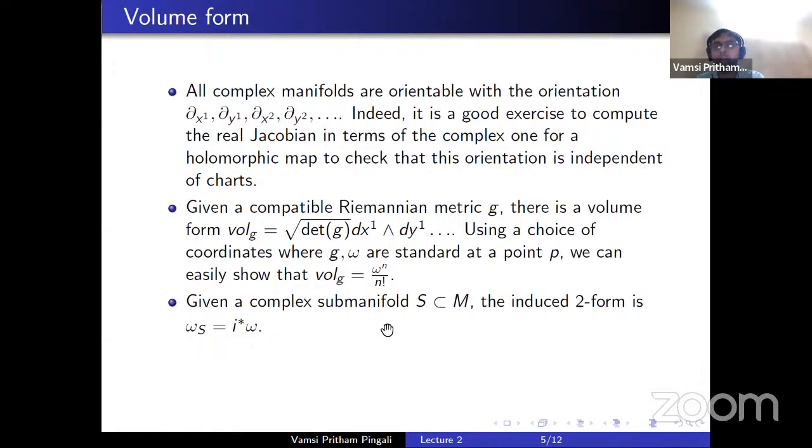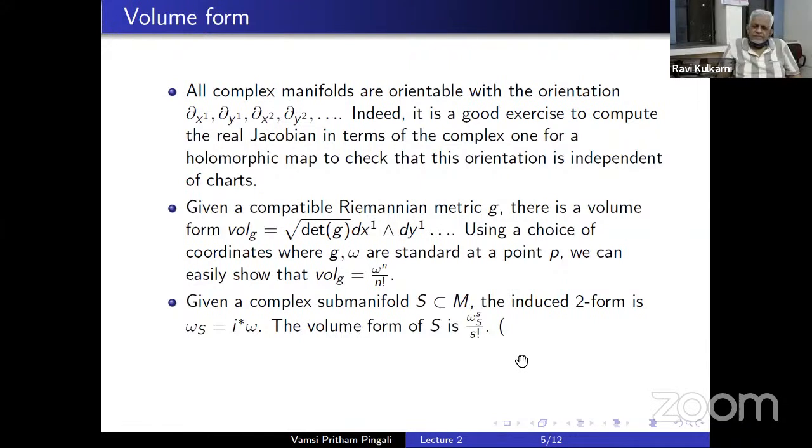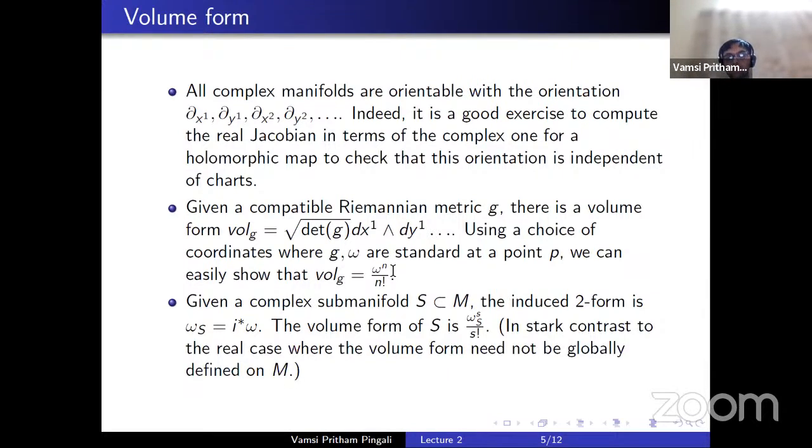But anyway, I'll come back to it perhaps at the end, maybe I'll just finish this thing. Anyway, so the volume form of this complex submanifold is simply omega raised to s by s factorial, just as before. Okay, so this is a comment, we don't need to bother about it.